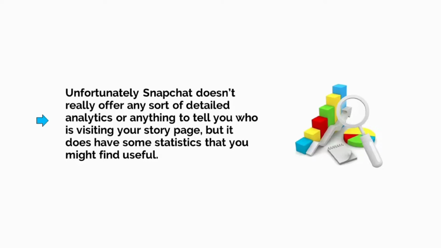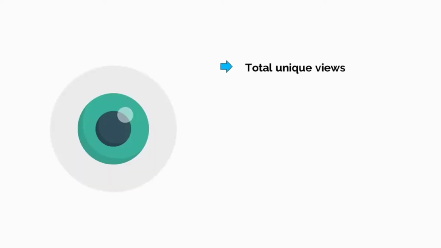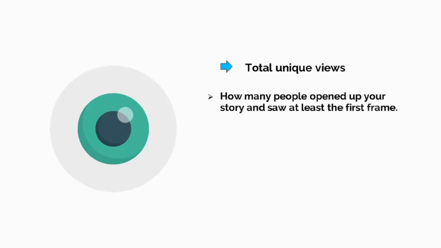There are several metrics that Snapchat offers you. The first one that we're going to discuss here is the total unique views that a story has gotten. And stories are the only analytics that we'll discuss here because that's what you're going to be using as a marketer, and also it's the only feature on the site that Snapchat offers analytics on. Total unique views tells you how many people opened your story and saw at least the first frame. They may not have gone on to finish the story, and in fact, they may not have even passed the first frame, but it tells you how many people opened up your story, and it's very accurate.